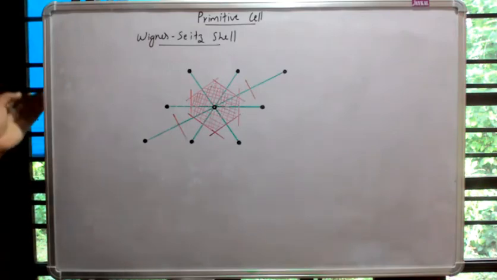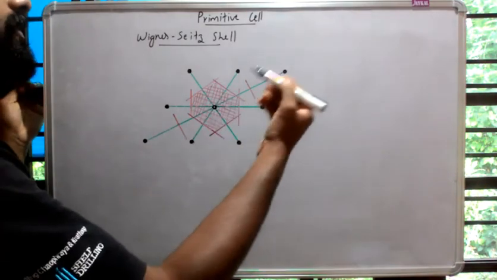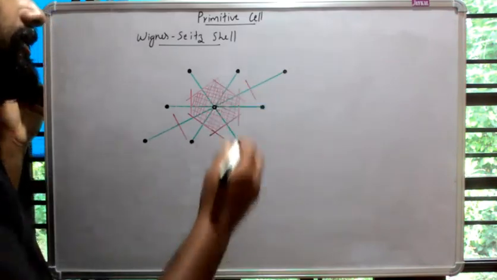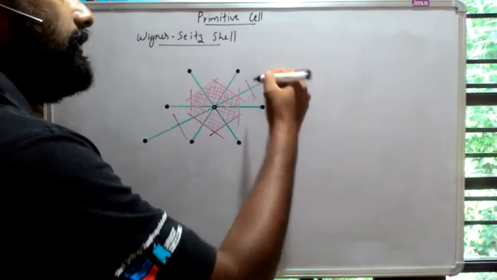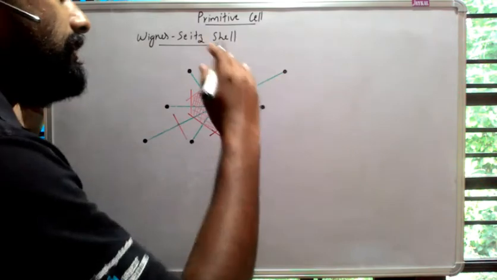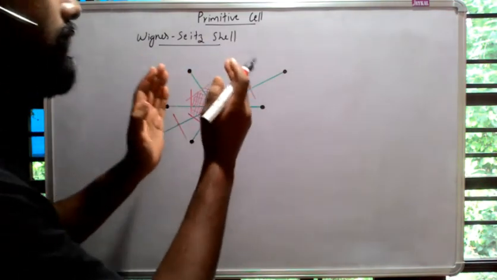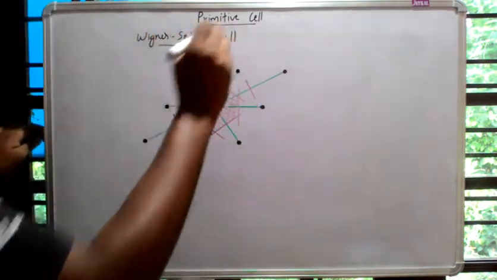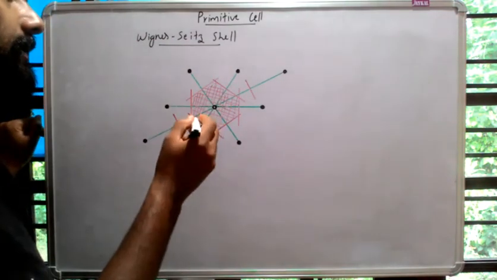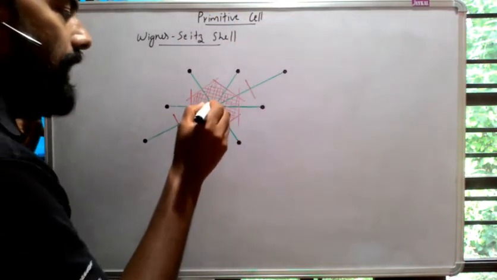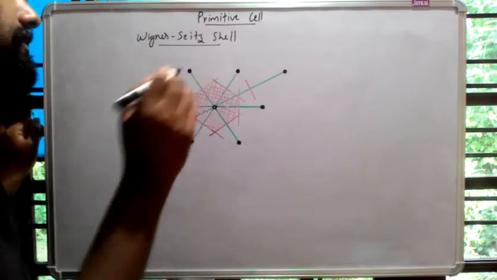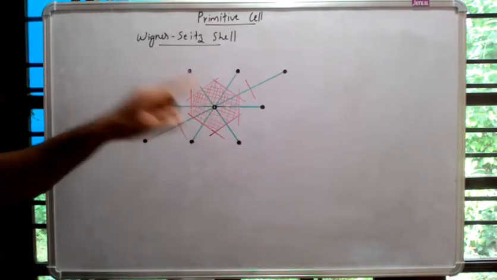In 3 dimensions, in a similar way, you have to connect all the nearby lattice points with the given lattice point, and you have to cut the midpoint of those lines, here with lines, and in 3 dimensions with planes. The smallest volume enclosed in that way is known as the Wigner-Seitz cell in 3 dimensions. Here we got a hexagon, and as per the condition of a primitive cell, only one lattice point is inside this hexagon.